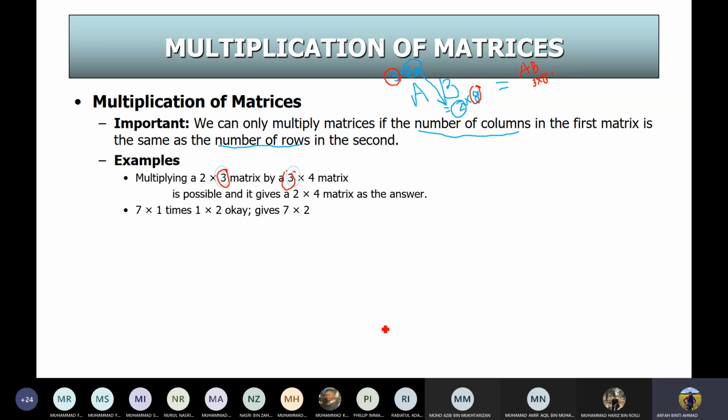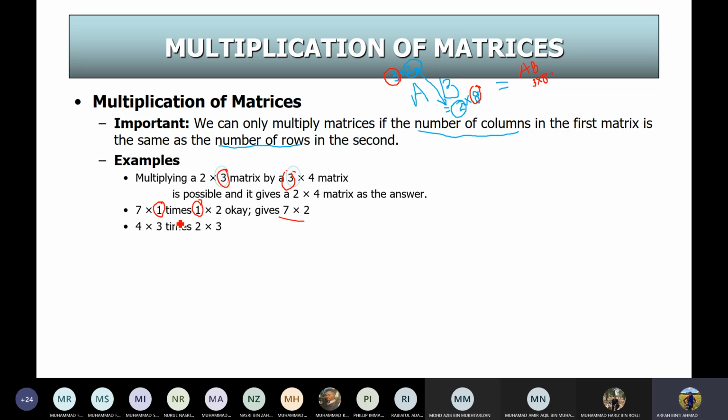Okay. So, the next example, let's say if you have a matrix of 3 times 1 times 1 times 2. So, still okay. Sebab awak ada yang ini number of column on the first matrix sama dengan number of row for the second matrix. So akan dapat jawapan satu matrix yang 3 kali 2. So 4 kali 3 times 2 kali 3. Yang ini boleh ke tak?